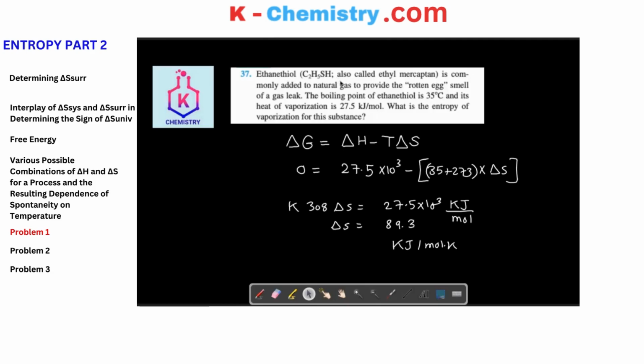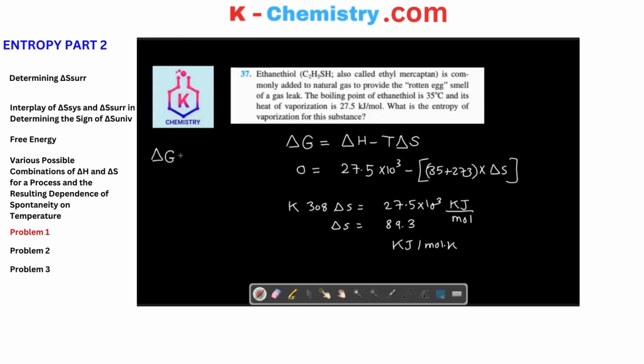Ethanethiol, also called ethyl mercaptan, is commonly added to natural gas to provide the rotting smell of a gas leak. The boiling point is 35 degrees centigrade and its heat of vaporization is 27.5. So I know from the values given already, what is the entropy of vaporization for this substance?